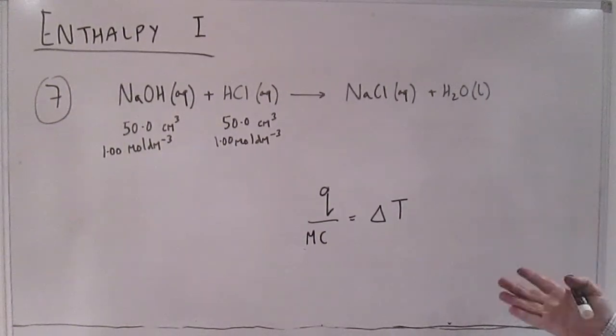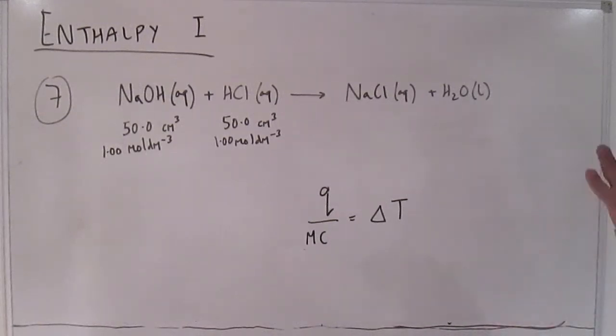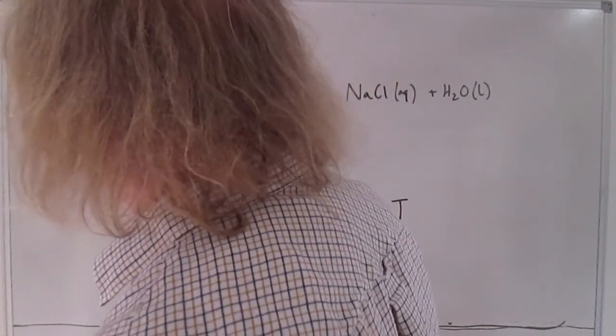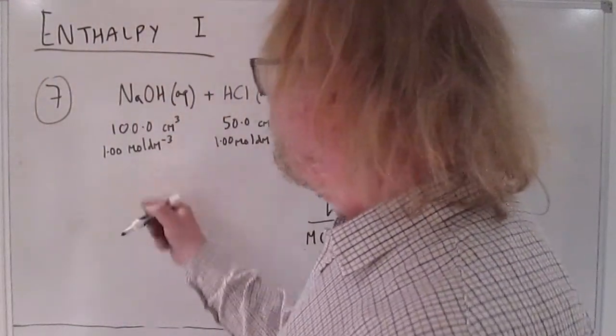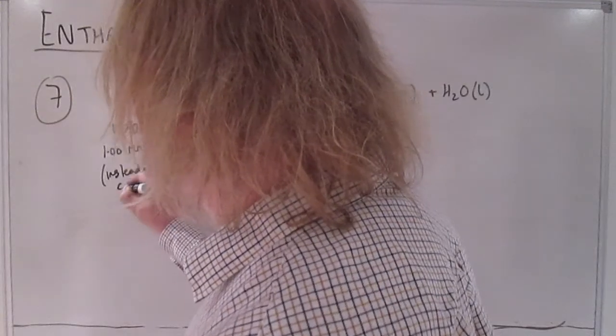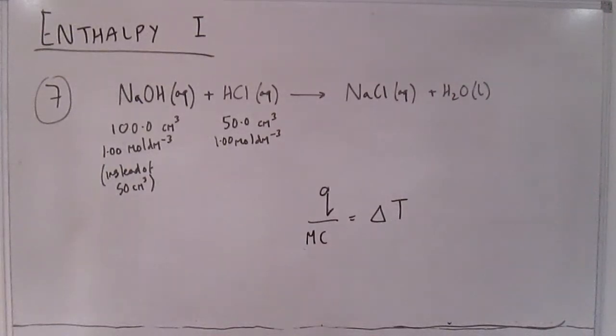Okay, so now in the second variation, what we do this time is add the same concentration of sodium hydroxide as before, still 1 mole per dm cubed, but we're going to add 100 cm cubed instead of 50. So bigger volume but the same concentration, instead of the original 50 cm cubed. And the question is, what difference does that make? Well, the mass is clearly going to be bigger this time.